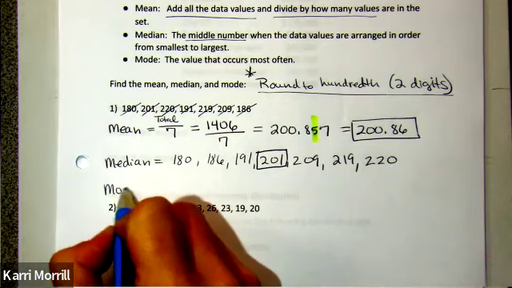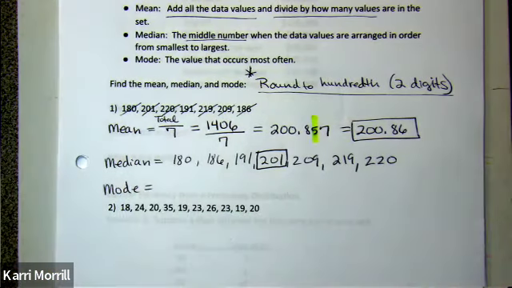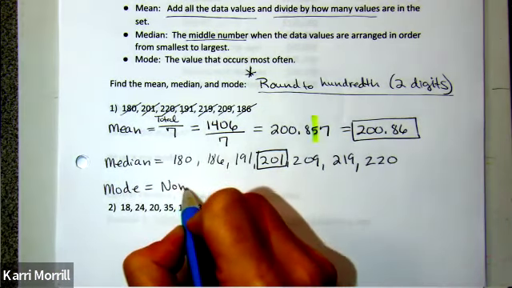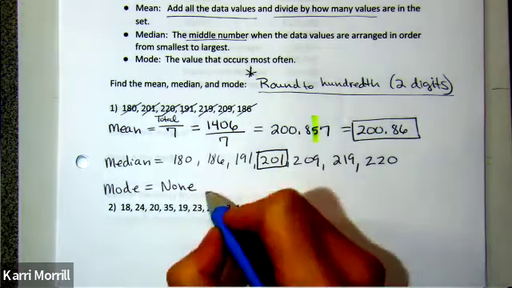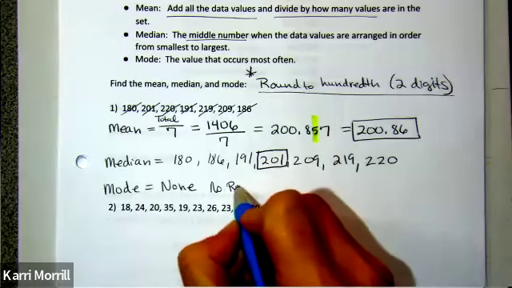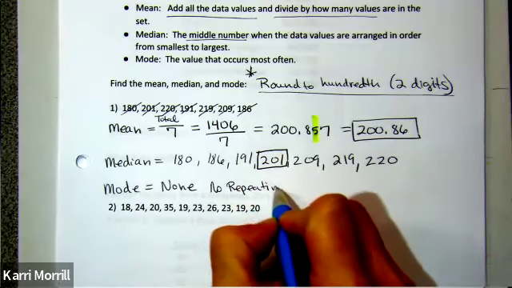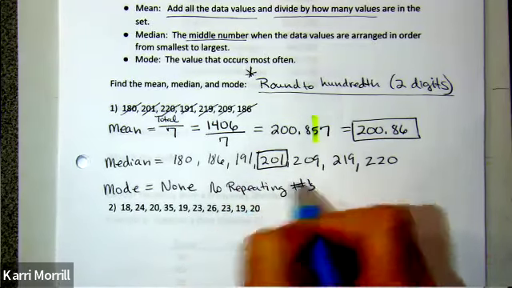Your mode is the number that repeats the most often, and we had no mode, no repeating number, so there would be none for this one. Like I said, sometimes the mode is none. There were no repeating digits. I'm just going to put no repeating numbers.